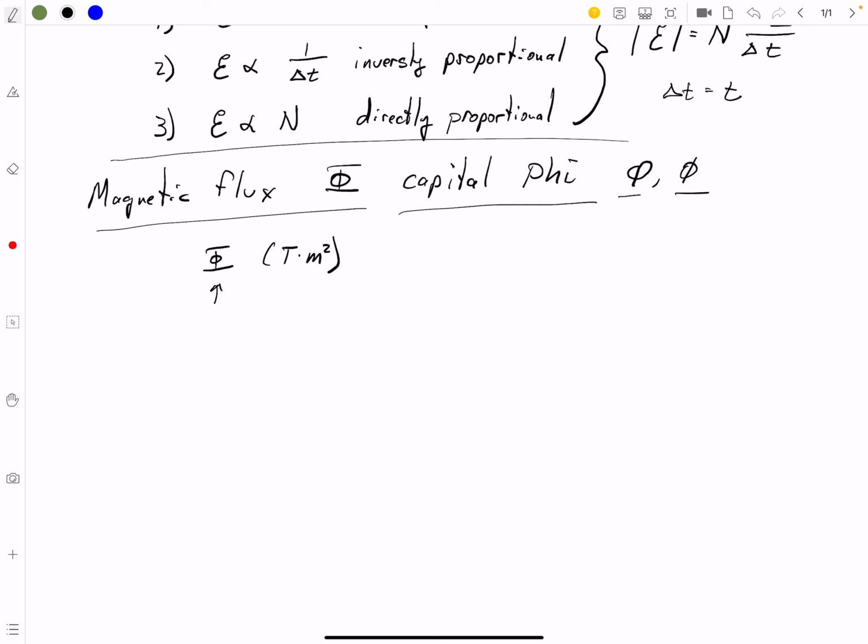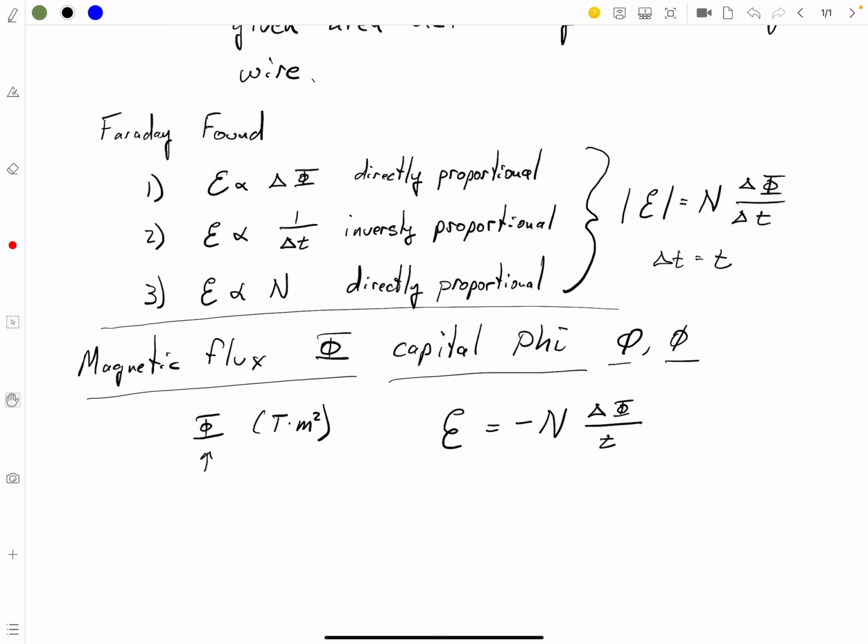So I'm going to write down the actual equation. Here we go. So we've got our EMF, and we've got our number of loops. We've got our delta phi, and we've got it over time. And we need to write a minus sign. And the minus sign is where the directionality comes in.